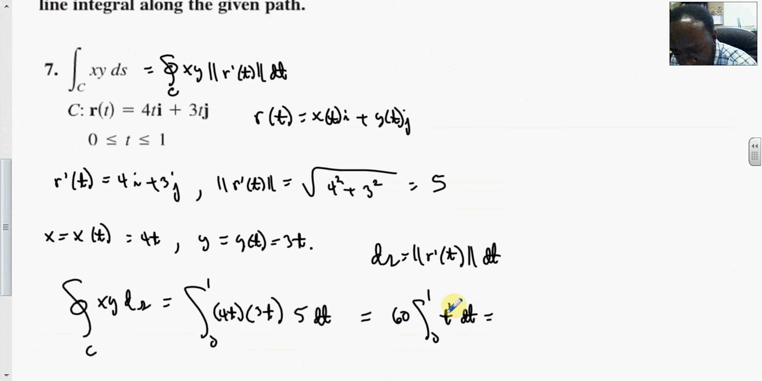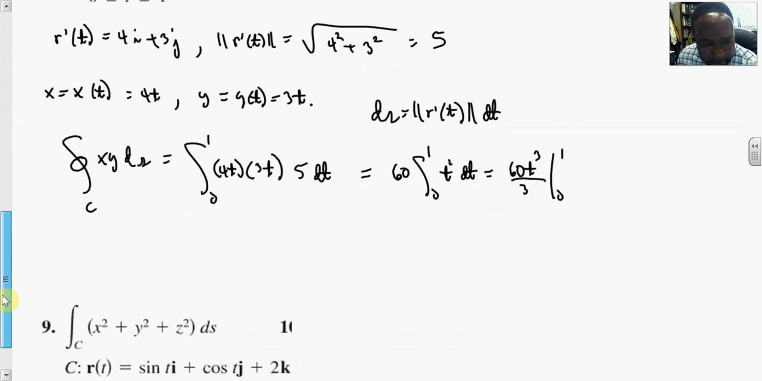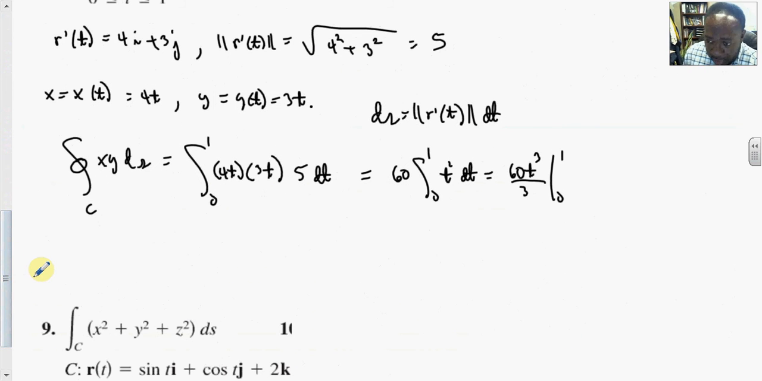So that gives us 60 times t cubed divided by 3, evaluated from 0 to 1. And that gives us 20 here times 1. And that's just 20.